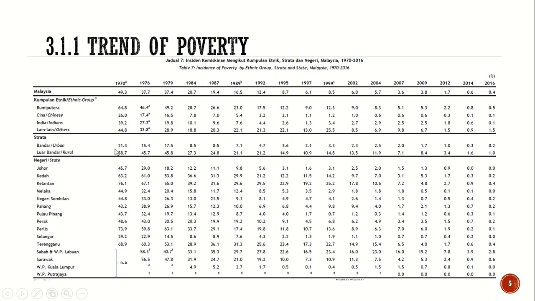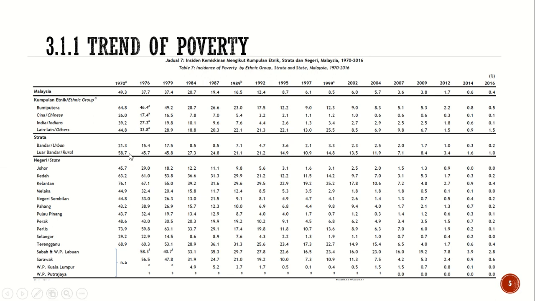The poverty in rural area is higher than the urban area because it has to do with the economic activity that exists in the rural and urban areas. Mostly in rural areas, they are involved in agriculture and fisheries. As for the urban area, most of them are involved in the service sectors and also manufacturing sectors. So they will earn more than the people that live in the rural area.